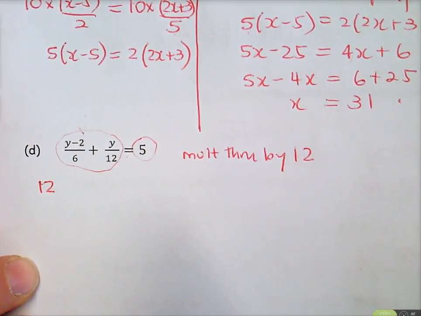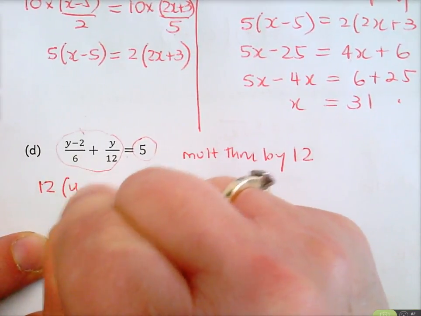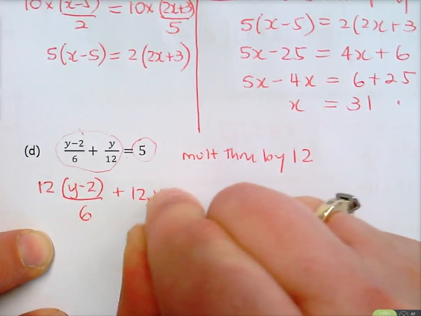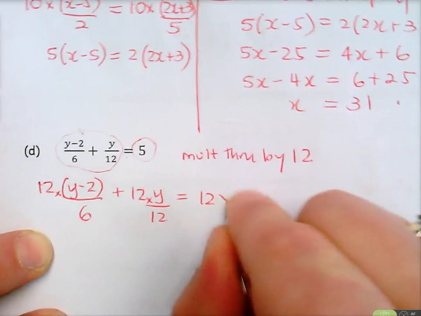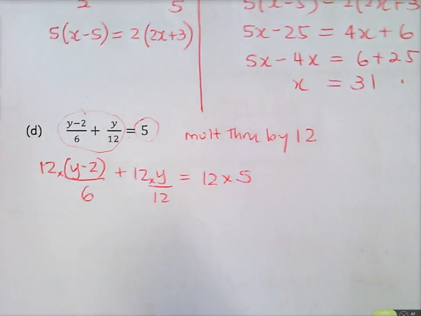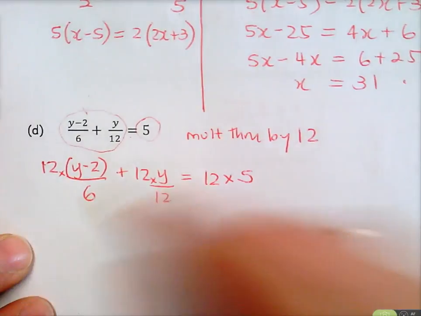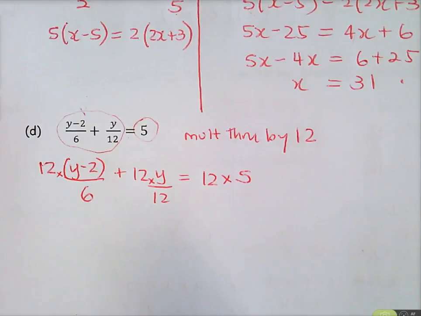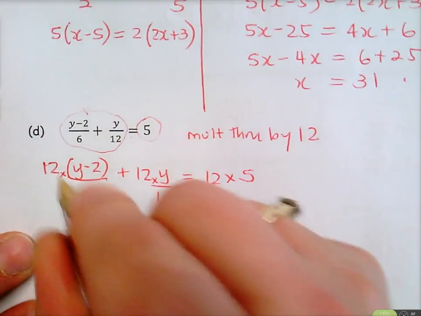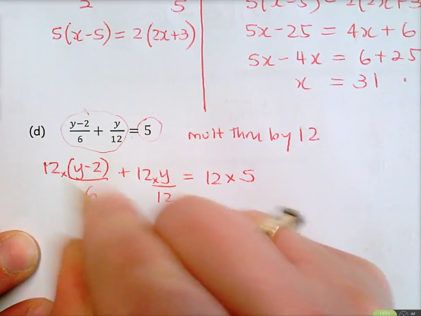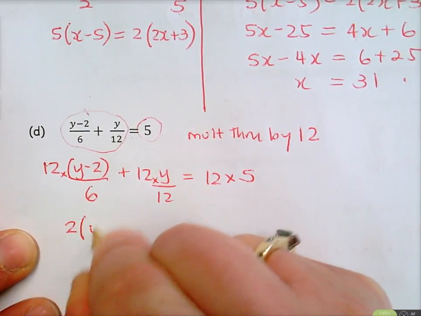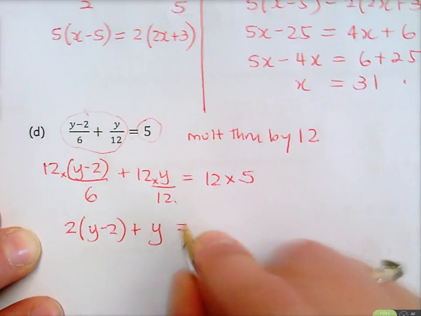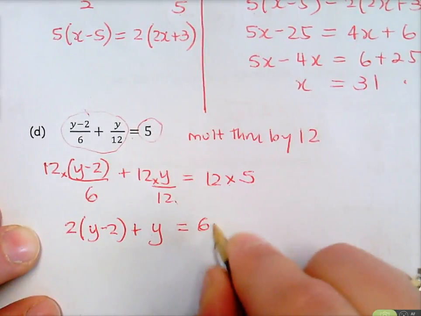Now, there are two things to multiply on the left-hand side. So I'm going to go 12 times (y minus 2) over 6 plus 12 times y over 12. I can put little times signs in there. Equals 12 times 5. I'm multiplying the left-hand side and the right-hand side by 12. Why do I do this? To get rid of the fractions. If you haven't got rid of the fractions after we've done this, then something's gone wrong. So cancelling the 12 and the 6, what do we get? 2 on the numerator. What happens here when I cancel out the 12s? I just get y. And over here, I get 60.